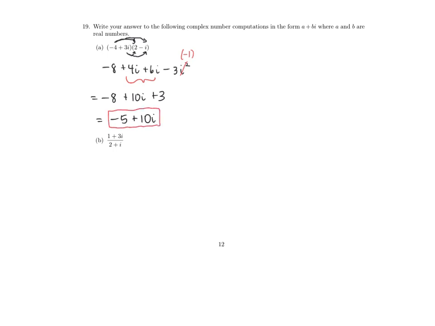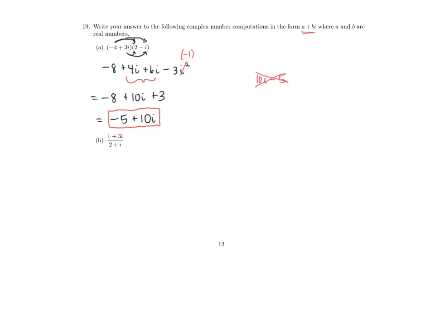Notice I have the negative 5 first and the 10i last. That is in a plus bi form. So you would not want to give your answer as 10i minus 5 because that would not be in the correct form. So make sure you put your real part first and the imaginary part second.